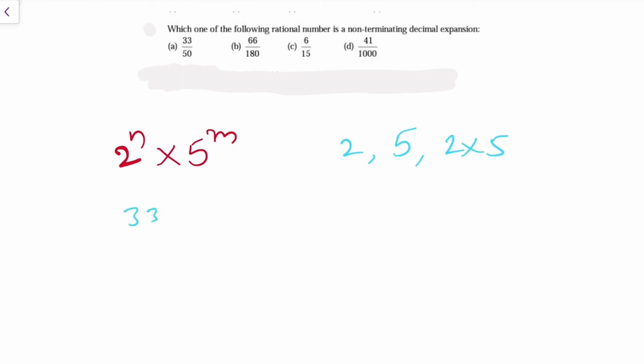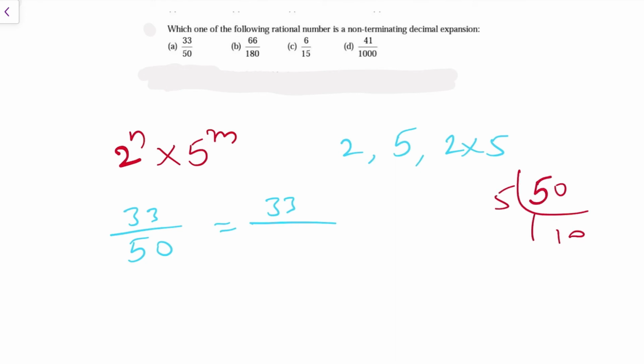First option is 33 divided by 50. The numerator we don't have any work with, so keep it as it is. Next, the prime factorization of 50: 5 tens are 50, 5 twos are 10. So it is 5 square into 2. In the denominator only 5 and 2 are there. So this is terminating. Next, second option, 66 by 180.